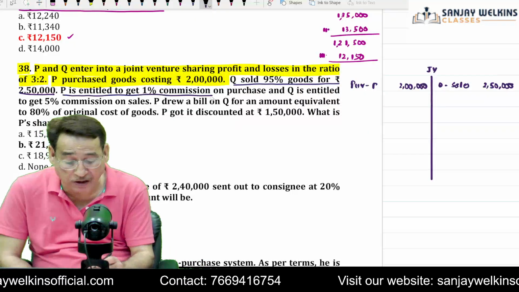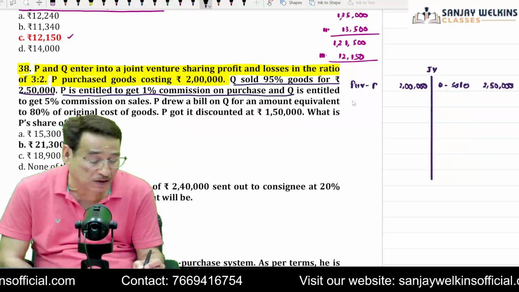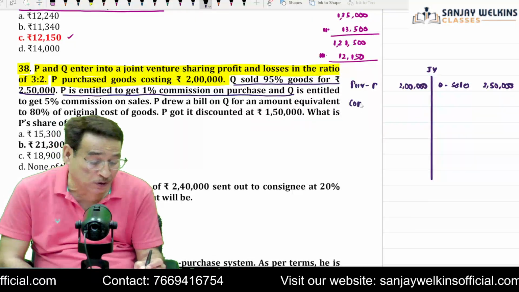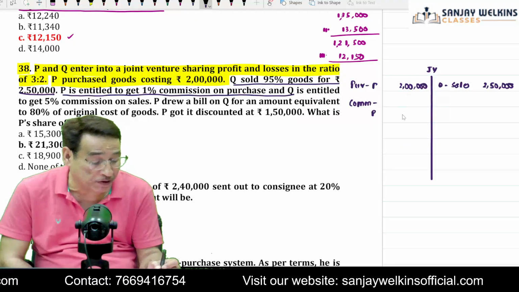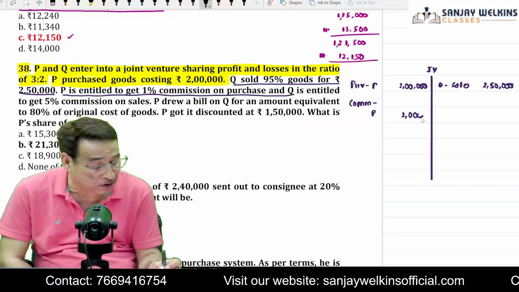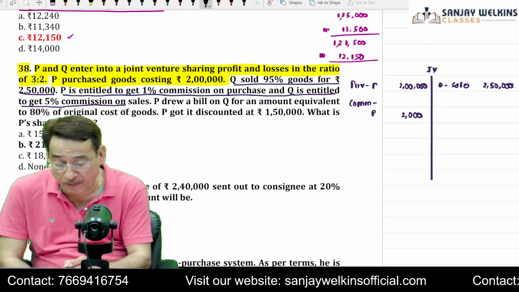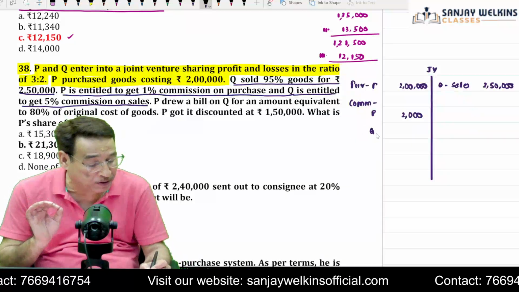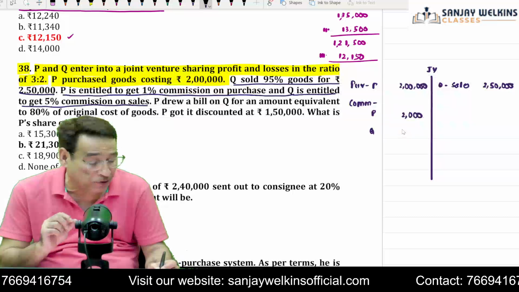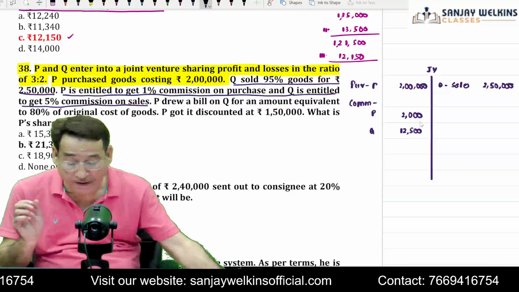P is entitled to a commission of 1% on purchases. So 1% of 2 lakh will be equal to 2,000. And Q is also entitled to get 5% commission on the sales. Again, it's an expense. 5% of 2,50,000 is equal to 12,500. I will write here 12,500.